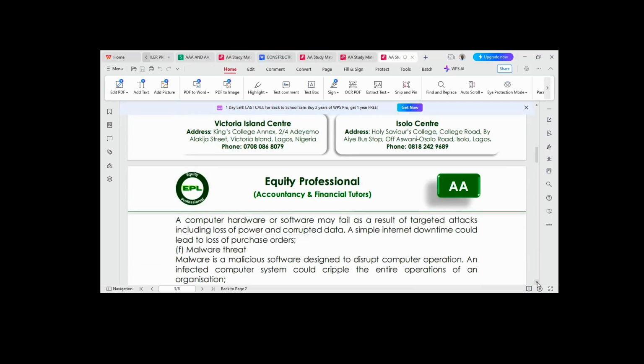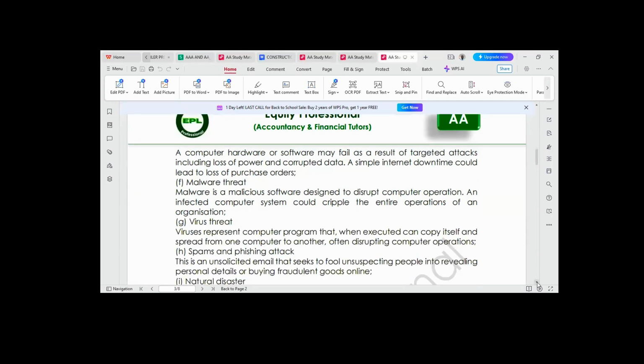Then we have malware threats. Malwares, we have software. Software are good, while malware are bad software. Okay. They are bad. We call them malicious. So malicious software designed to disrupt computer operations. What they do is that they infest the computer system in such a way that there will be disruption in the processes within the organization. We call it malware threat.